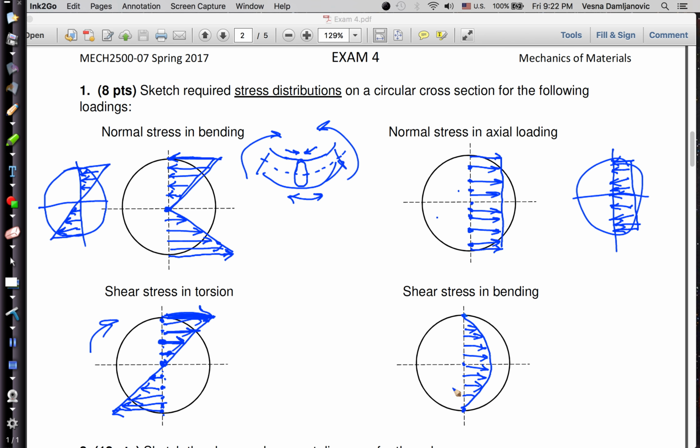So it's some sort of curve, but basically it's parabolic, and it's always 0 there and maximum in the middle at the neutral axis. Okay. So that's this problem.